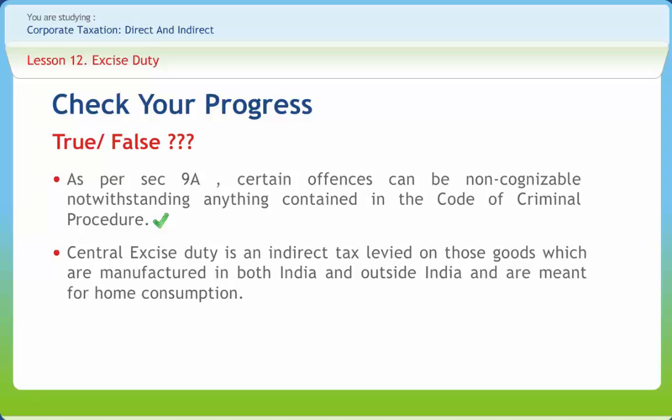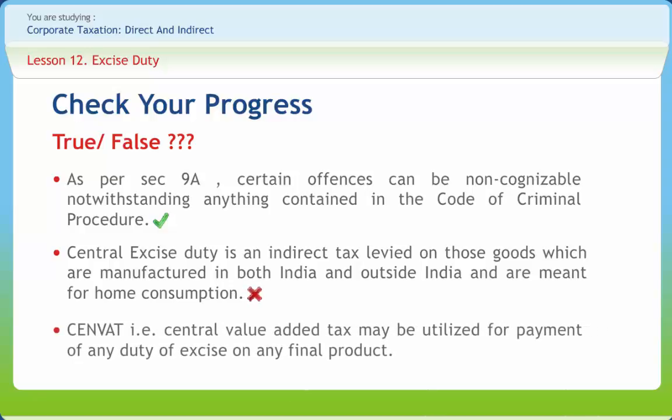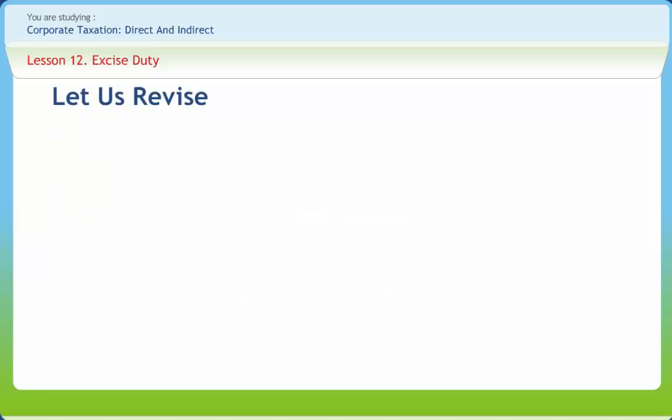Right or wrong? Wrong. CENVAT, that is Central Value Added Tax, may be utilized for payment of any duty of excise on any final product. Right or wrong? Right. Now let's revise what we have studied till now.